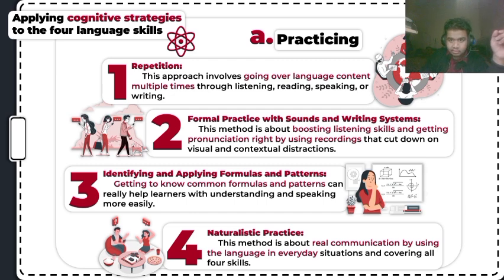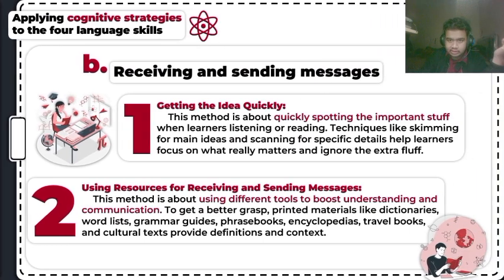And now, next part is B, receiving and sending messages. For the first one, you got getting the idea quickly. This method is about quickly spotting the important stuff when learners are listening or reading. Techniques like skimming for main ideas and scanning for specific details help learners focus on what really matters and ignore the extra fluff.